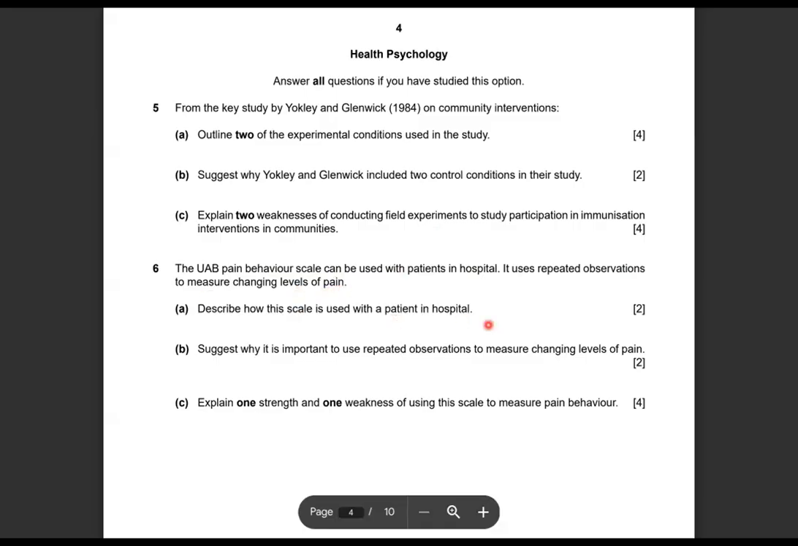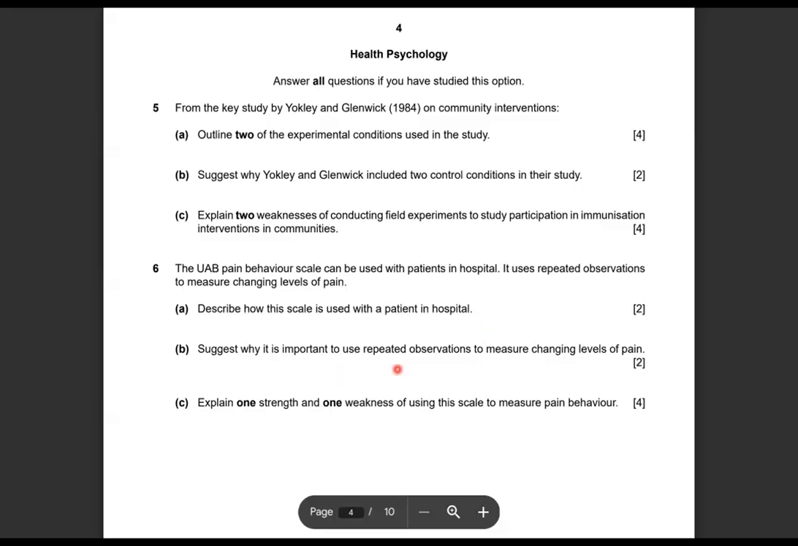So this is a scale that was used. Just to briefly describe for 2 marks how it was used, the observer or the nurse would record the behaviors, 10 different possible behaviors relating to pain of the patient, and they would give them a score of either 1 or half or 0, depending on the frequency of that particular behavior. And then they would record this every day to see if there's any change over time.